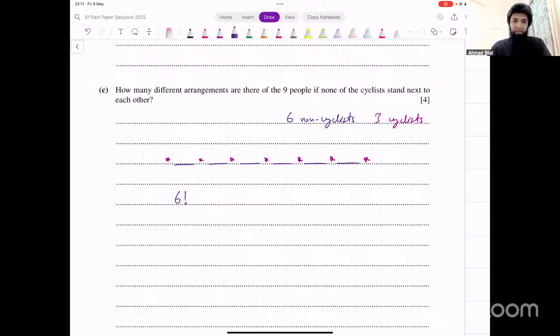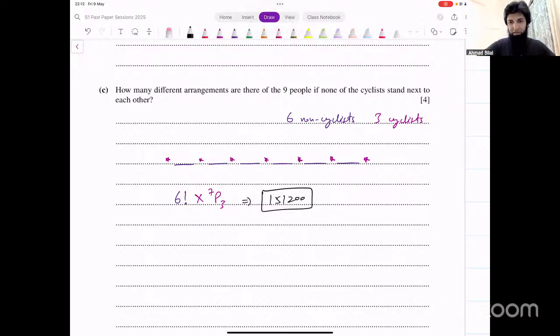And now we have 7 places, 1, 2, 3, 4, 5, 6, 7, for those cyclists. We have to arrange 3 cyclists in 7 gaps: 7 places, 3 people. In how many ways can we arrange them? 7P3. That should give the result. You can see what that is. 151,200. That's the final result, and that's all that we have to do here. So that's all that we have to do in this paper.